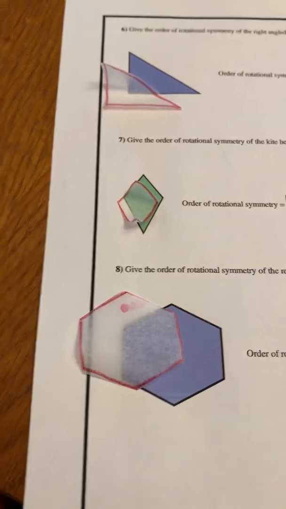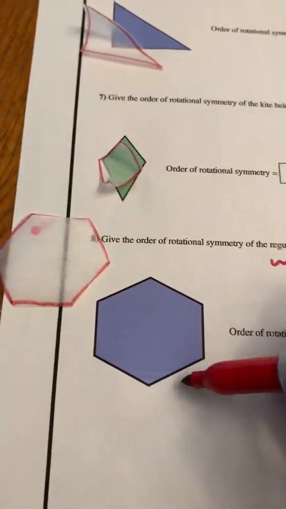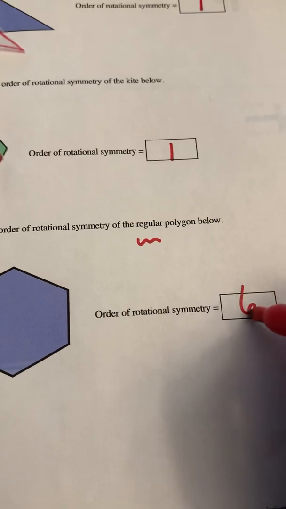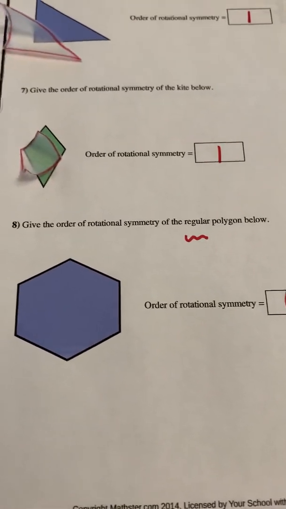You didn't really even need to cut that out as soon as it said it's a regular polygon. We take a look at how many sides it has: 1, 2, 3, 4, 5, 6, which makes it a hexagon. Therefore, we should have known that there's an order of rotational symmetry of 6.